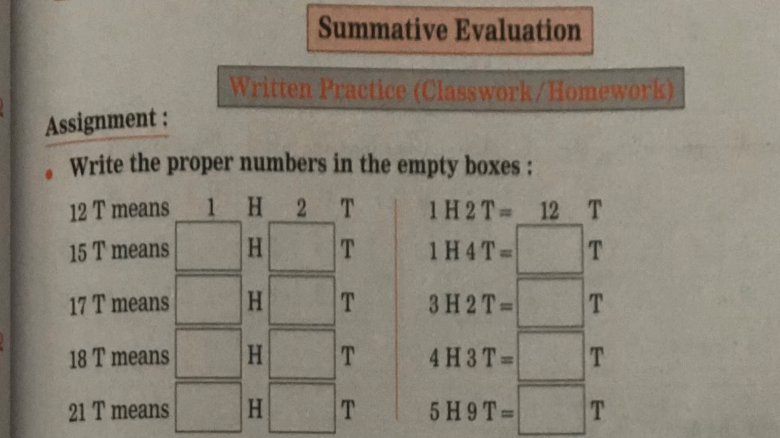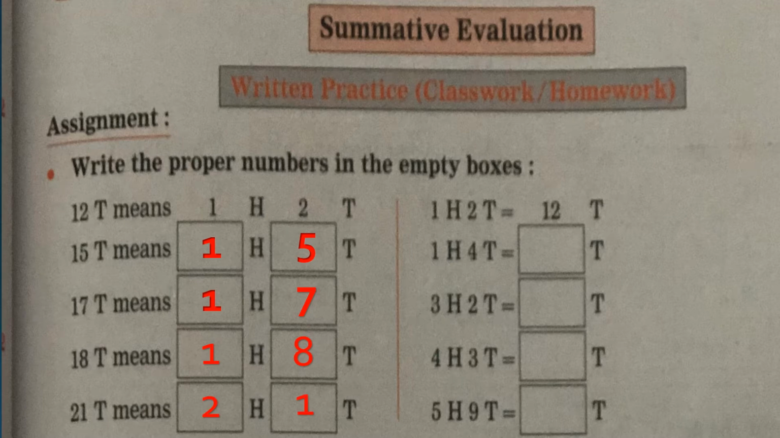So here in your math workbook, the question is, write the proper numbers in the empty boxes. So now that you have understood the concept of units, tens and hundreds, let us solve them. 15 tens. What does it mean? 1 hundred 5 tens. 17 tens is 1 hundred 7 tens. 18 tens means 1 hundred 8 tens.